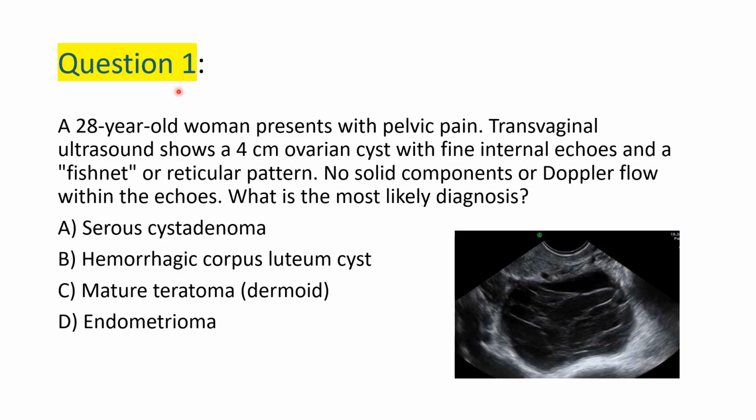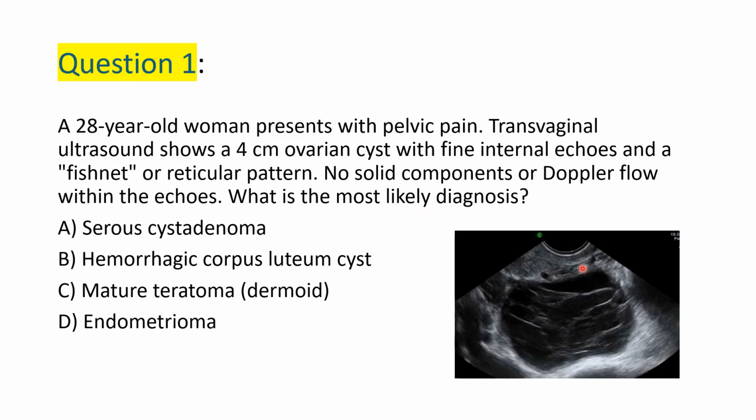So let's go straight into question number 1. A 28-year-old woman presents with pelvic pain. Transvaginal ultrasound shows a 4 cm ovarian cyst with fine internal echoes and a fishnet or reticular pattern. No solid components on Doppler flow within the echoes. What is the most likely diagnosis?